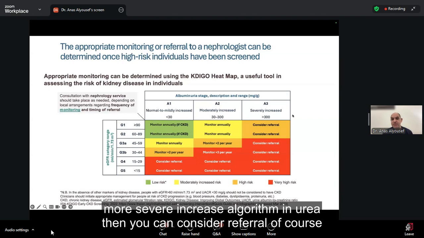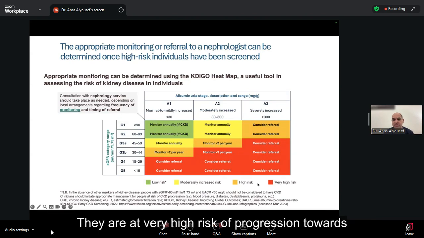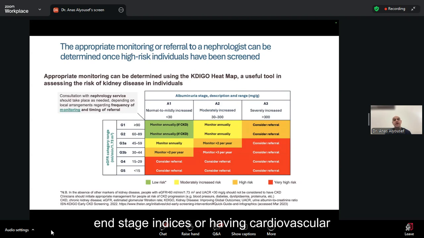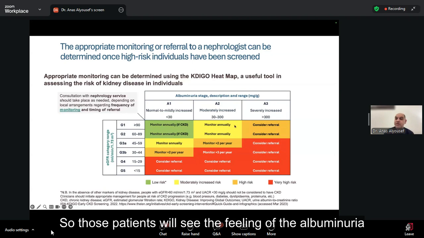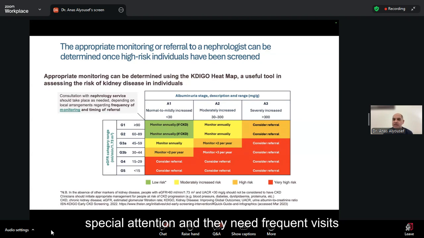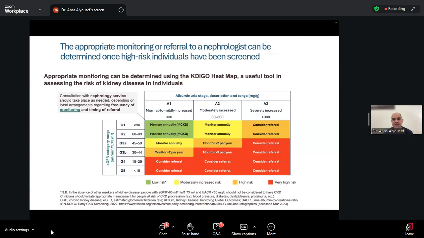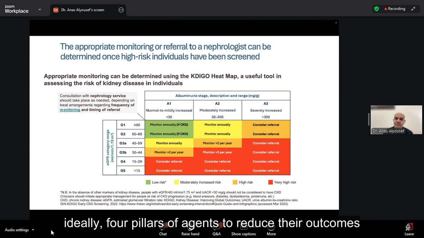severely increased albuminuria, then you can consider referral. Of course, these patients probably are the worst, as we can see here, the red boxes. They are at very high risk of progression towards end-stage kidney disease or having cardiovascular outcomes or cardiovascular morbidity and mortality. So those patients with severely increased albuminuria are at the highest risk. So probably they need special attention and they need frequent visits, mainly to ensure that they are on these, let's say, at least 2, but ideally 4 pillars of agents to reduce their outcomes.